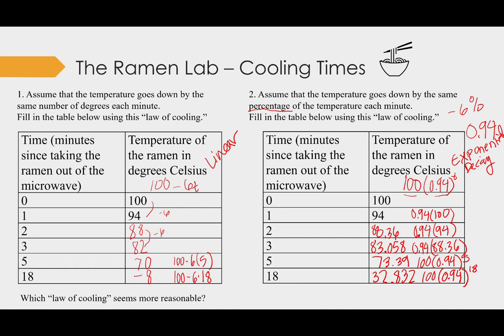Hopefully, what I think is more accurate to this situation is that exponential decay is more accurate, because a linear model would just keep going down even past freezing and negative, and so it would never level off, which I think the temperature will level off of this ramen. We're going to talk about that next. So the exponential decay model is more accurate for our situation of cooling off the ramen.